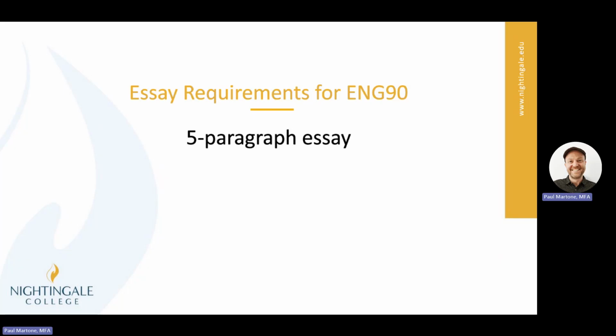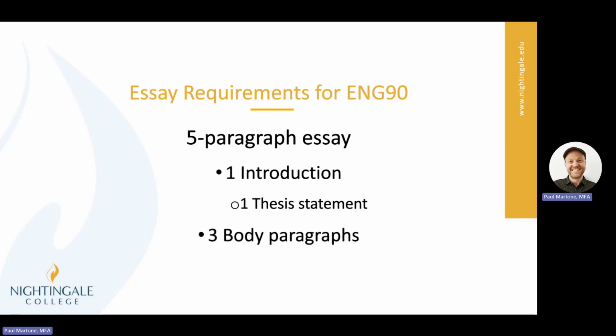Okay, the rough draft paragraph, as well as the final essay in English 90, is a 5-paragraph essay. The first paragraph is the introduction, and it includes the thesis statement, which usually appears in the first or last sentence of the introduction paragraph. Three well-developed body paragraphs, each with its own sub-argument branched out of the thesis, and your conclusion paragraph.